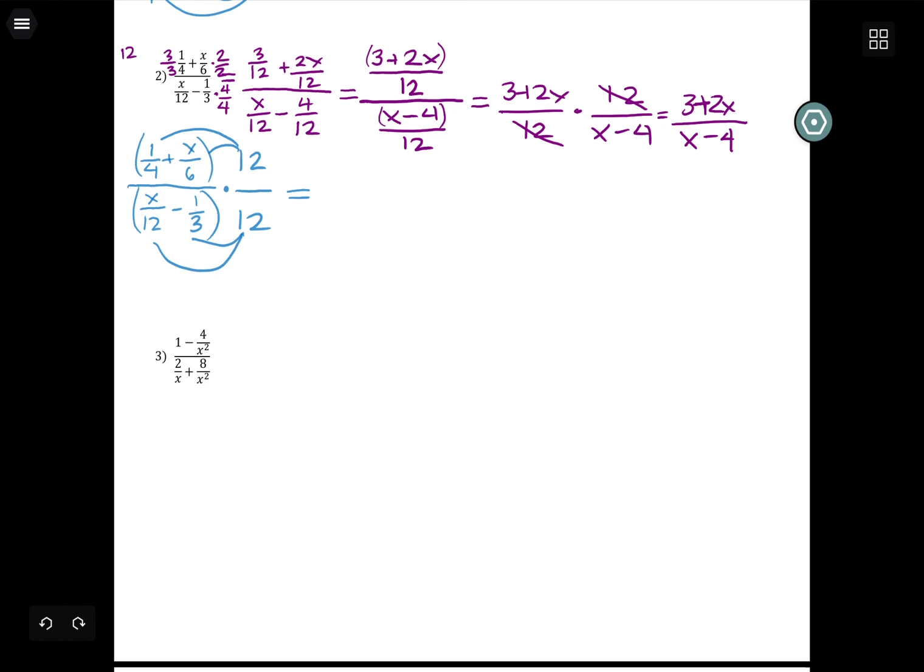So 12 times 1/4 is 3. 12 times x over 6 is 2x. This one's going to be really slick. 12 times x over 12 is just x. And 1/3 of 12 is 4. So this one, it looks like it made it a lot nicer.